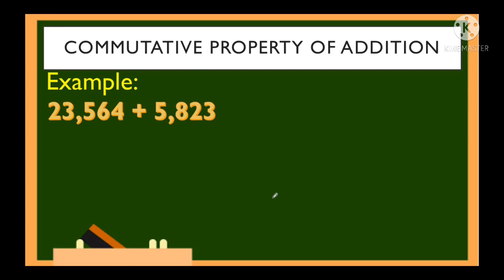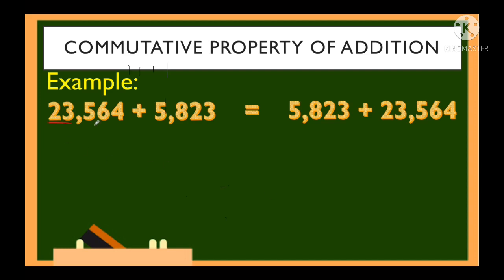23,564 plus 5,823 is the same as 5,823 plus 23,564. See? Their places here change, right? This one is the first number, second number. From second number, it became the first number, and the first number became the second number. So regardless of their order, their answer is still the same. Let's prove it.